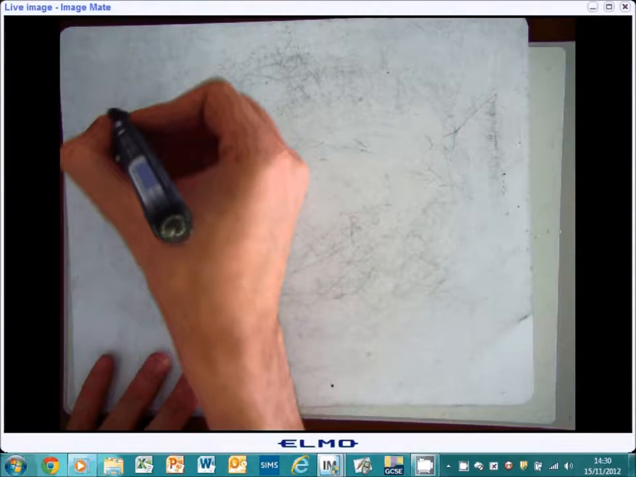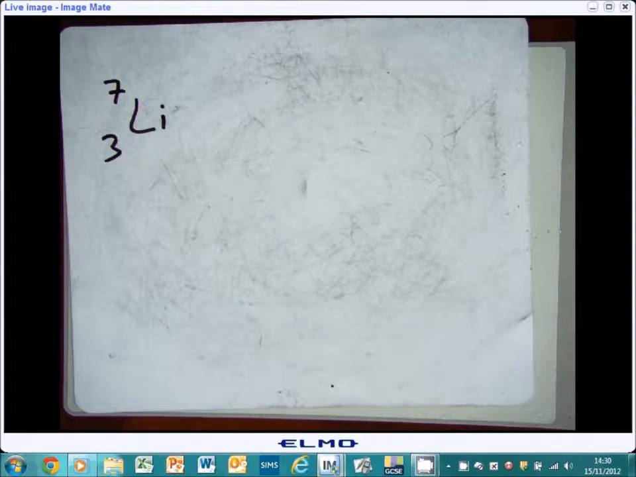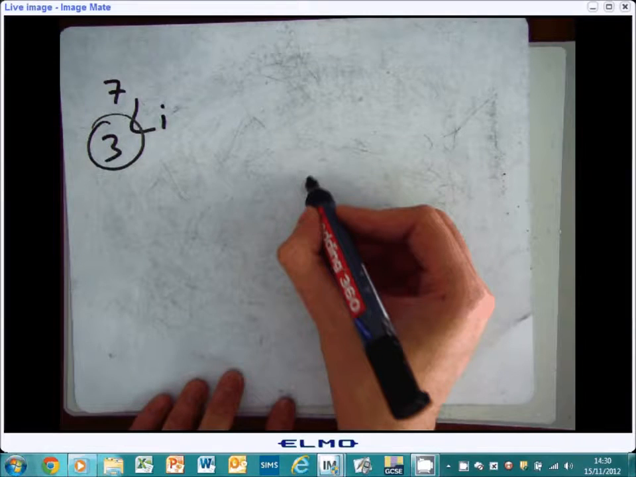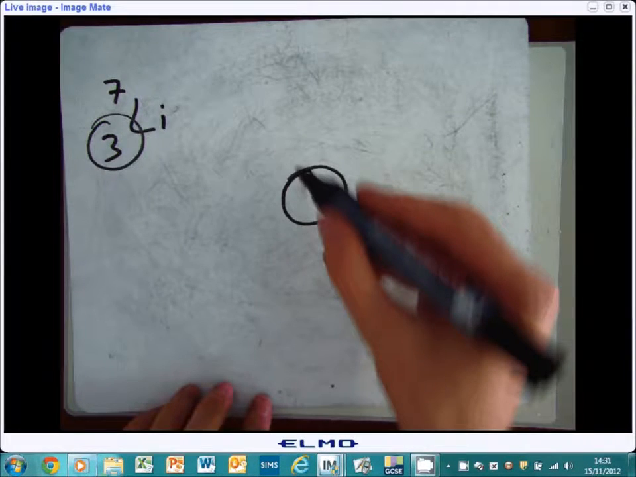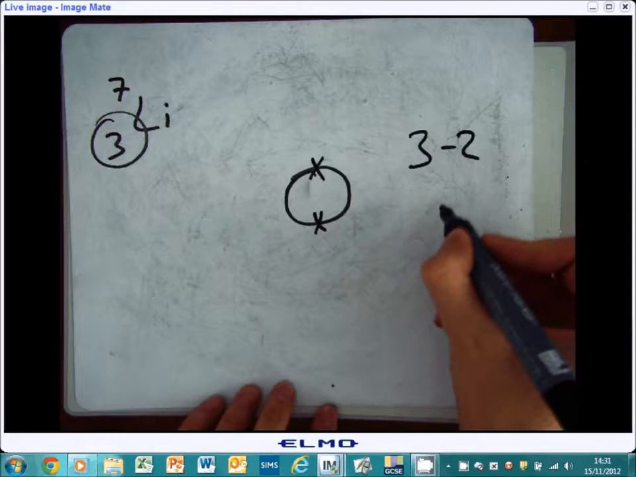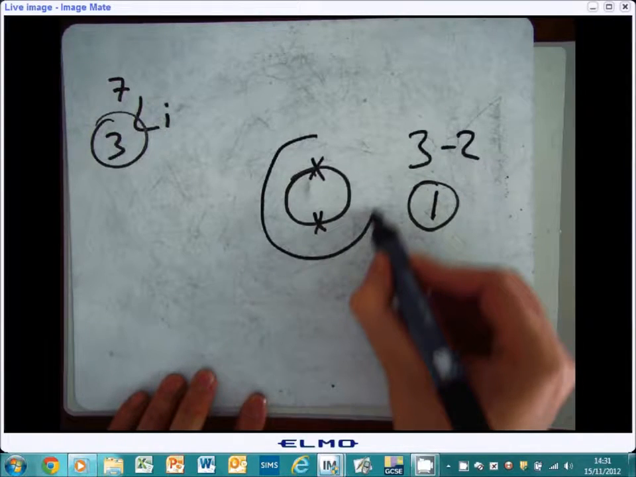When you have a look at any element from the periodic table, so for example lithium, you should now be able to tell me how many protons, neutrons and electrons there are. For electronic configuration, you only need to know the number of electrons, which in this case is 3. So you start off by drawing your first electronic shell. We've got 3 electrons, but only 2 can go on that first shell. So put your 2 electrons there. That leaves you with 1 more electron, which goes into the next electronic shell.